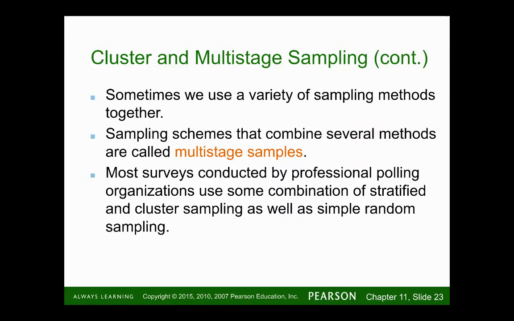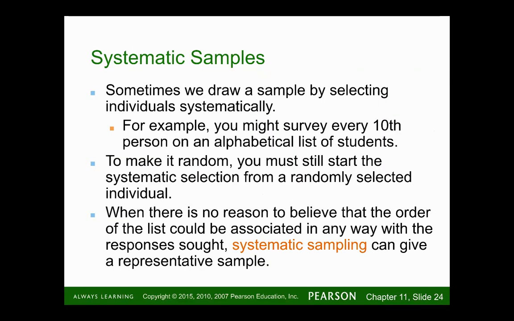Sometimes we use a variety of sampling methods together. Sampling schemes that combine several methods are called multistage samples. Most surveys conducted by professional polling organizations use some combination of stratified or cluster sampling as well as simple random sampling. Sometimes we draw a sample by selecting individuals systematically.